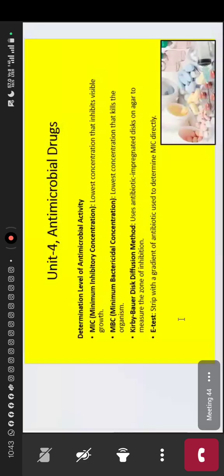Next is minimum bactericidal concentration. It is the lowest concentration that kills the microorganism. Lowest concentration of antimicrobial drugs which kills the microorganism.